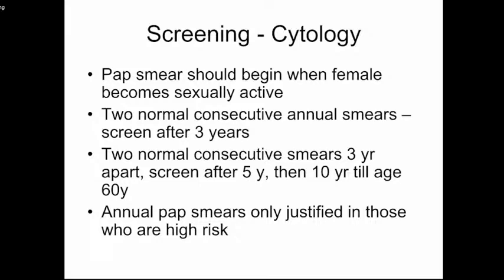If you have 2 normal consecutive screens, 3 years apart, then you screen after 5 years, then 10 years until the age of 60, after which if she has had normal annual screens, then she can basically get off the program. Annual screens, that you tell a woman come next year in January, are only justified for those who are considered high risk.